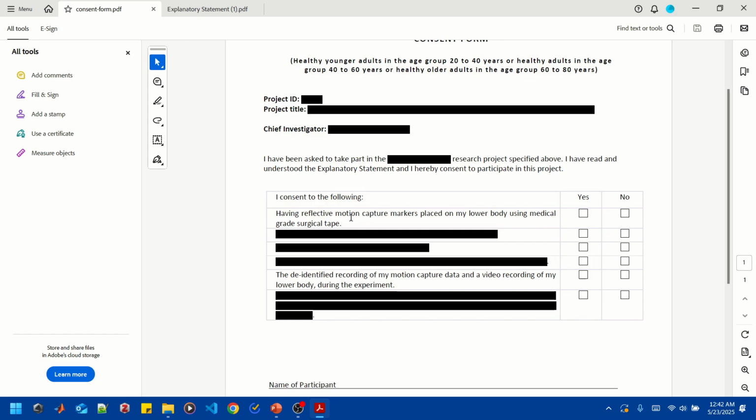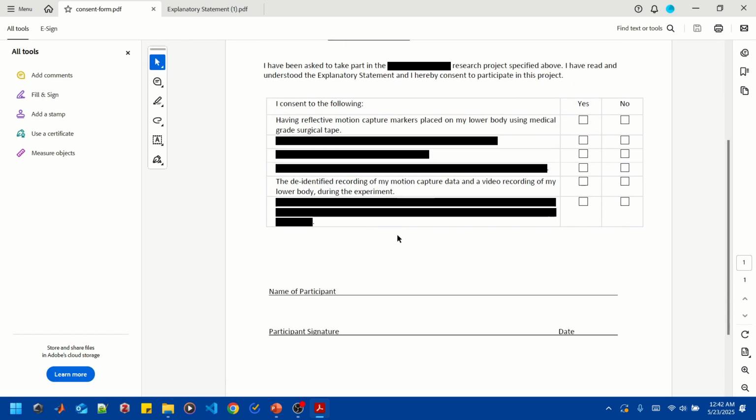For example, in my study, I put motion capture markers on a subject. So I had to get them to consent to me touching them and placing those markers and then recording them moving and performing motion. So I had to get their consent for that as well. And that's what the consent form is for. You need the name of the participant, the signature, and of course the date.